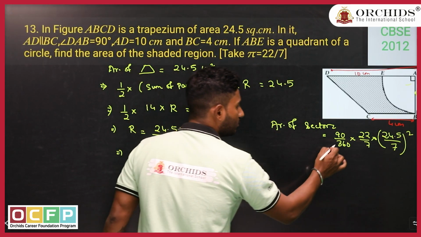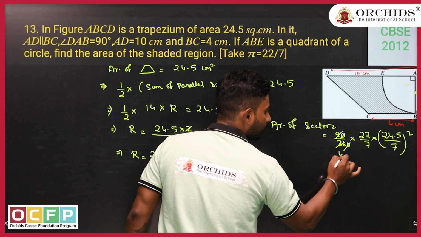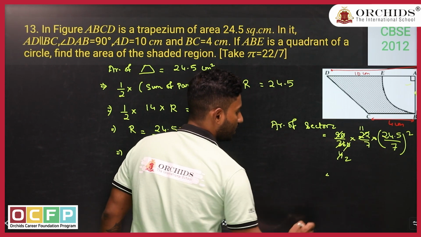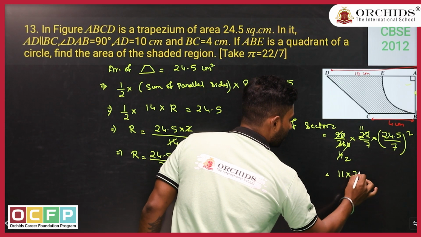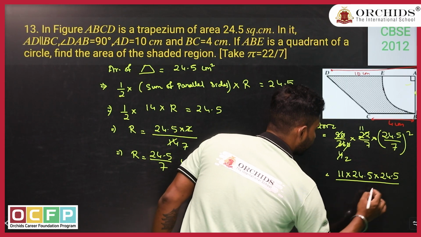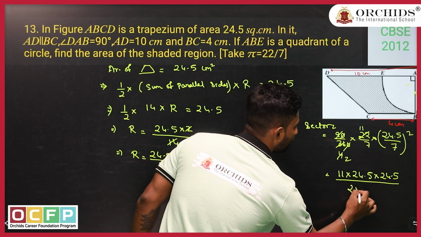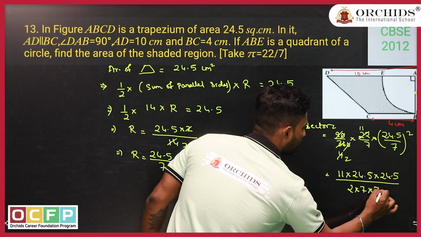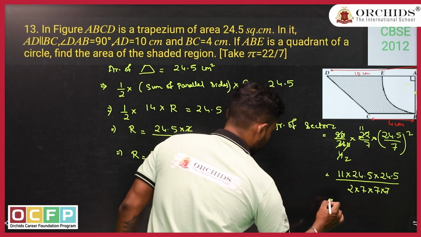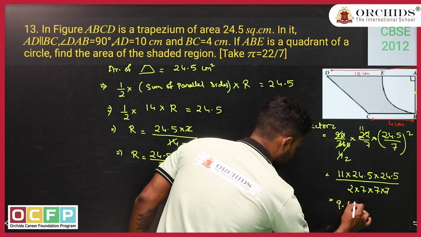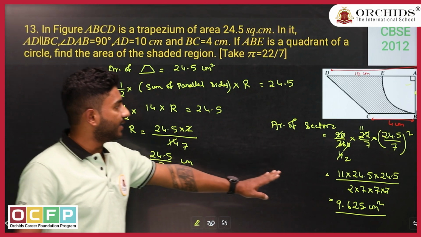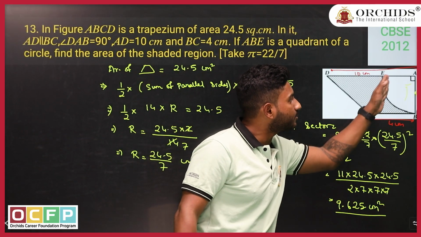Okay, so you have to simplify this one, 4, so 2, 11, so you are left with 11 into 24.5 into 24.5, by 2, 7, 7 and 7. If you solve this particular question, you will get the area of sector to be 9.625 centimeters square. So here is the area of this portion.